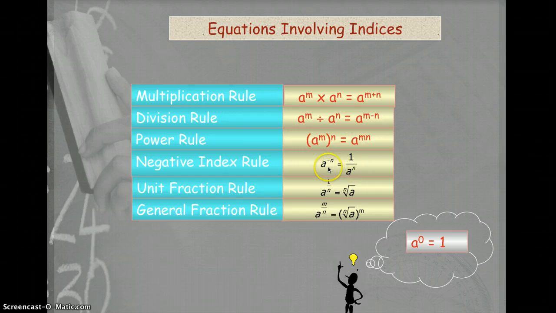And also remember, any number raised to a negative exponent doesn't mean that you have a negative value. It only means that your answer is less than 1. Here are your new rules: unit fraction rule and general fraction rule. And also remember, any number or any variable raised to 0 is equal to 1. If you are still confused, please watch this video again.